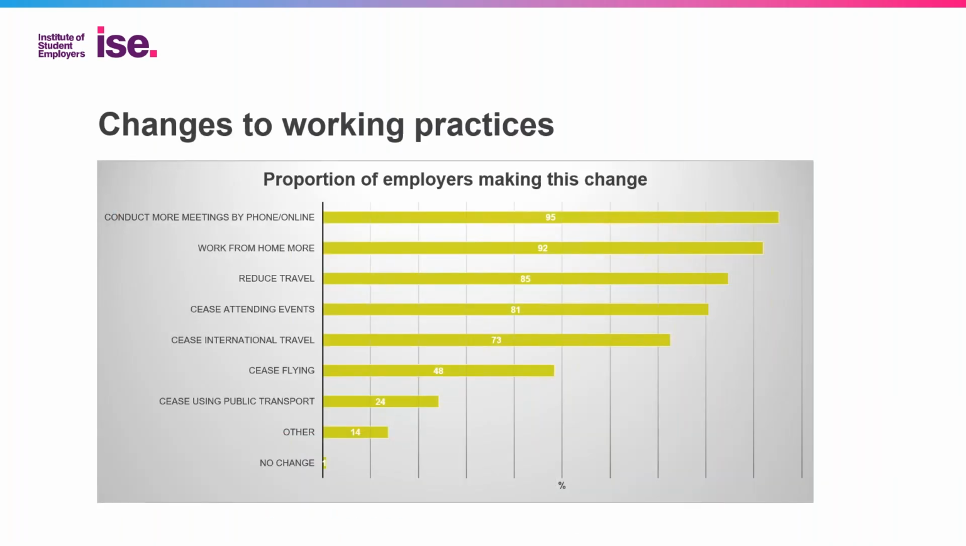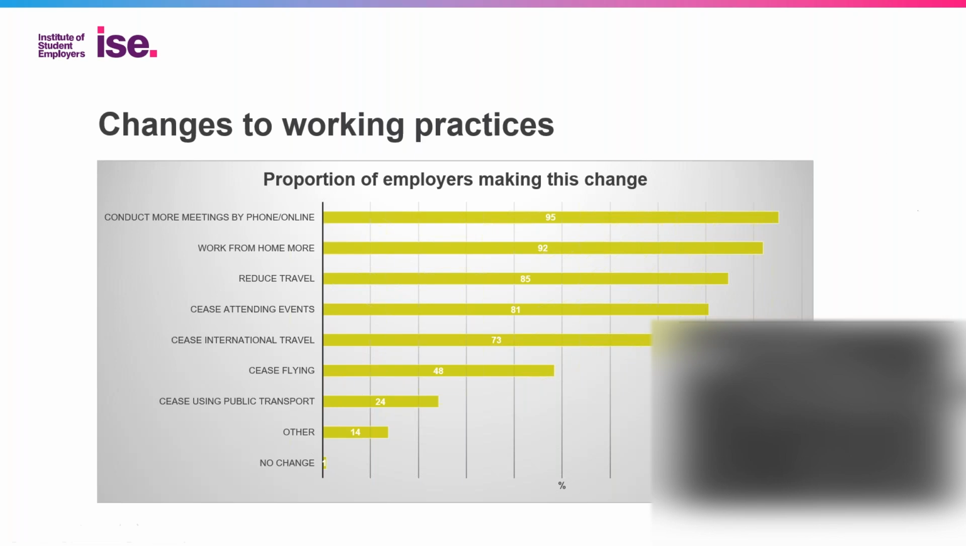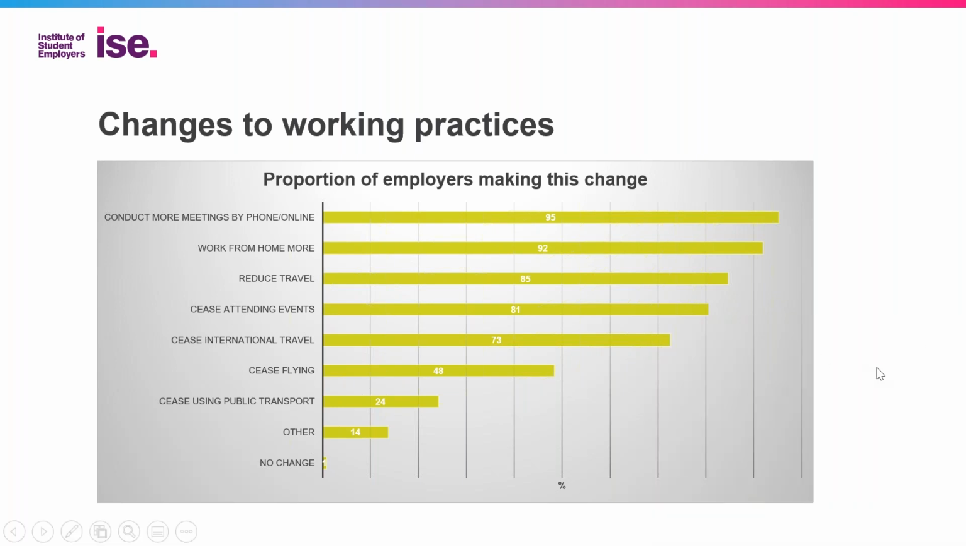So what we found, when we asked about working practices, was that even before the lockdown was official, employers were in large numbers trying to get rid of face-to-face meetings, moving things online, trying to work from home more, reducing travel and so on. So these things have been in many ways overtaken by events.